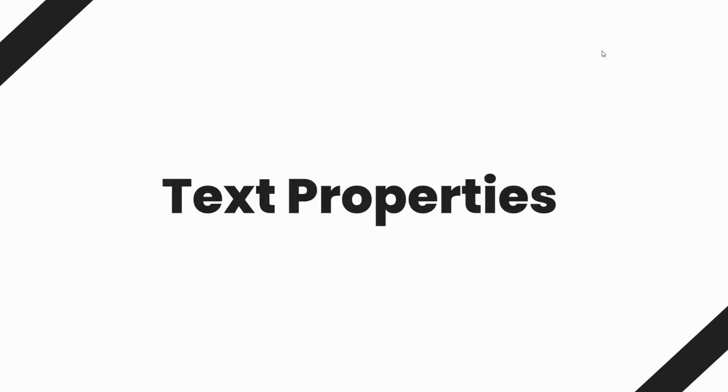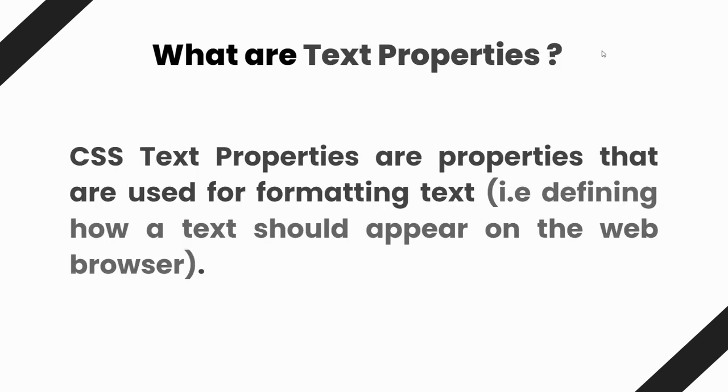So we're in the first section, which is the text properties section. So what are text properties? Text properties are properties that are used for formatting text. By that we mean they define how a text should appear on the web browser. Basically these properties enable you to put changes on the text, and it gives you the power to make the text appear the way you want it on the screen.